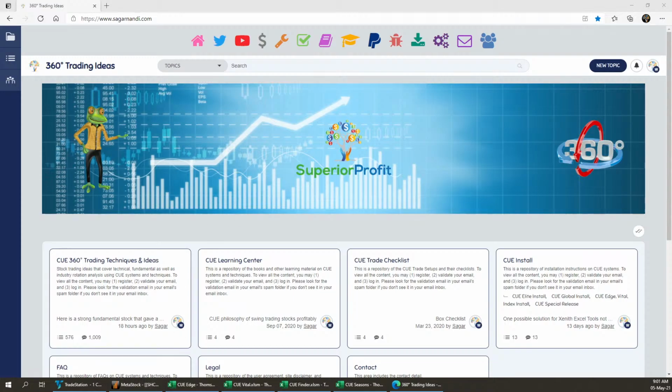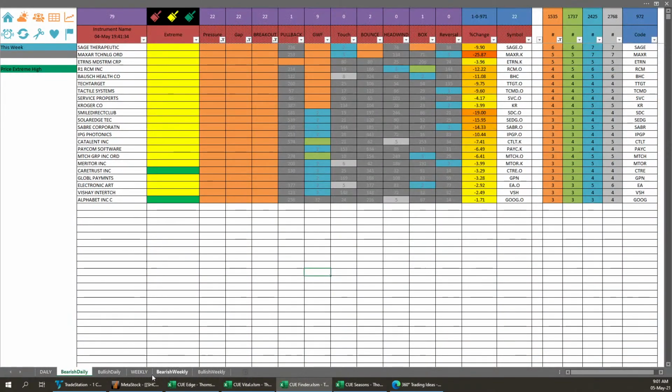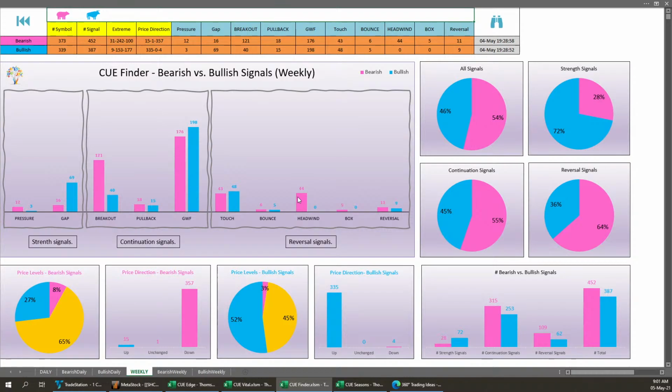Let's end today's session here. The market is looking toppy. However, it is not bearish. There are several warning signals. We saw them from multiple angles. We saw the warning signals from Finder, with a non-negligible number of bearish headwinds.